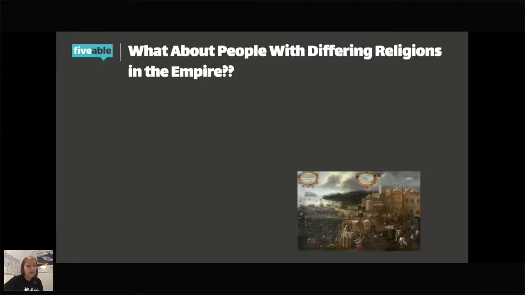So a lot of this we talked about places where we're unifying religions, or places where we're having the religion of the majority. But what do these empires do with people of different religions? They have several options. The first one is toleration. You can allow people to practice their religions however they choose.